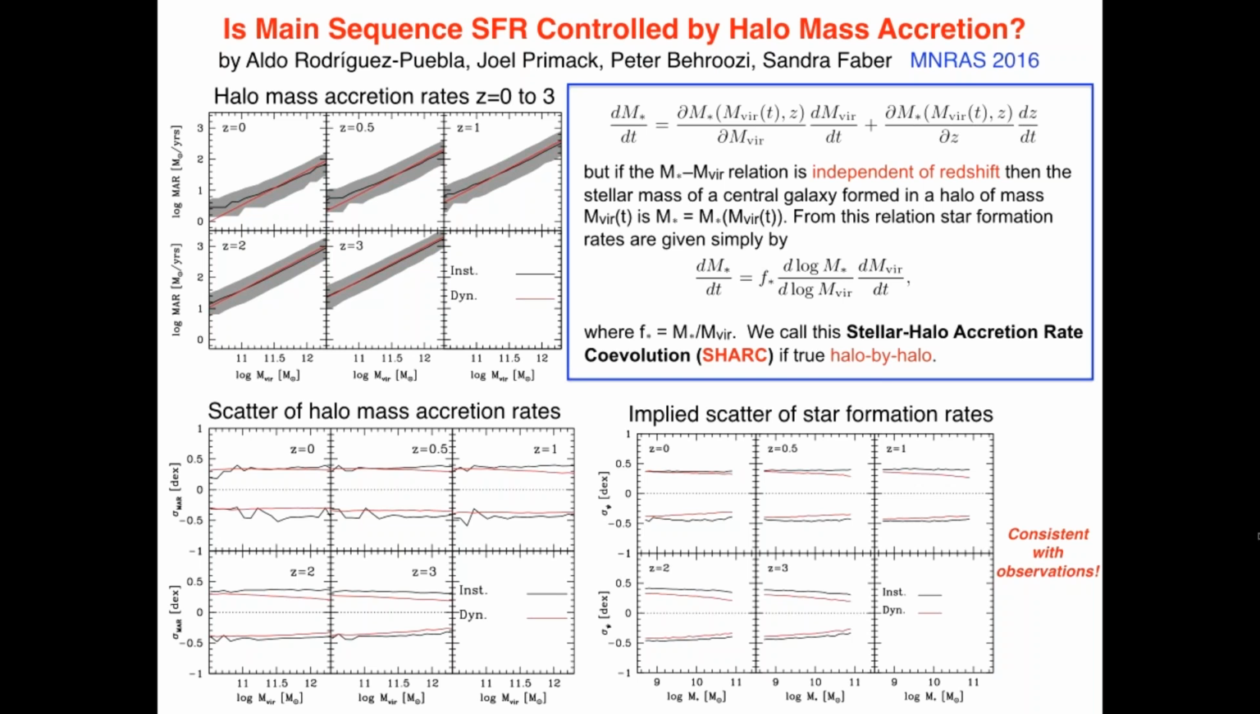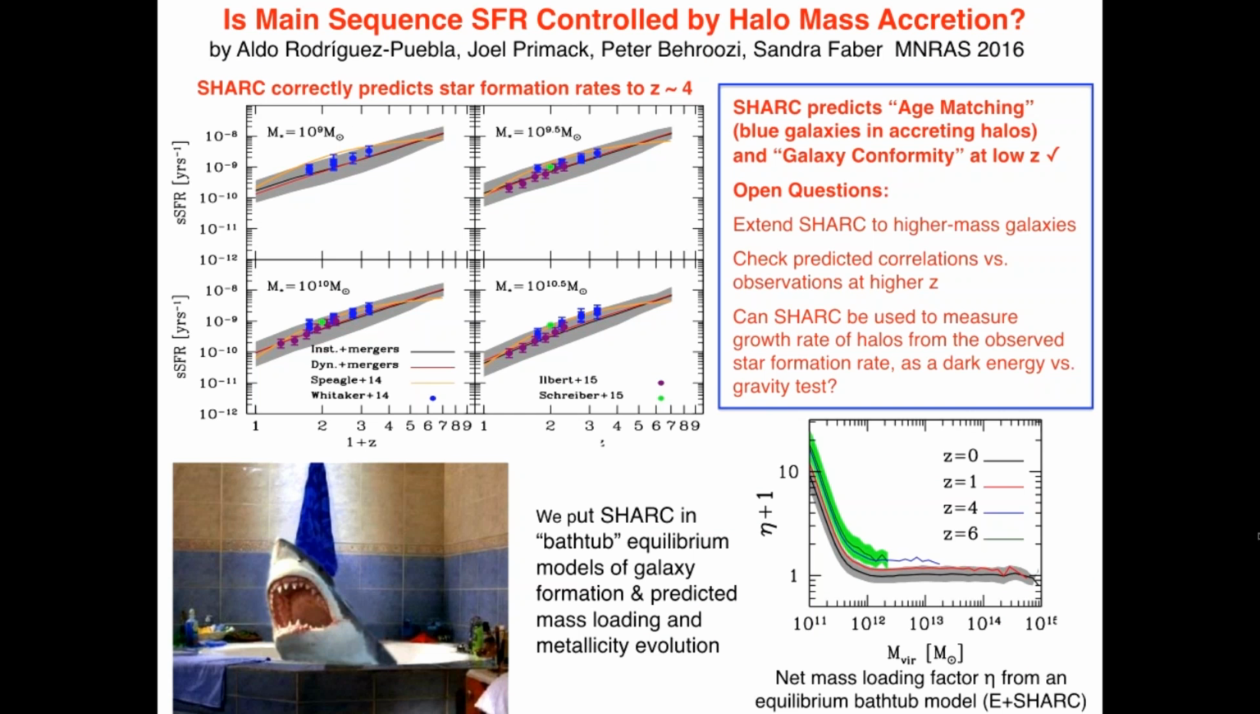So does this actually work? Well, the first thing we did is to check whether it correctly reproduces the star formation rates that we see for main sequence galaxies. And the blue and purple points are the latest data, also the green point. And what you see is that the agreement is really quite good. The prediction is the red curve of the SHARC model. And notice also the blue box on the right.